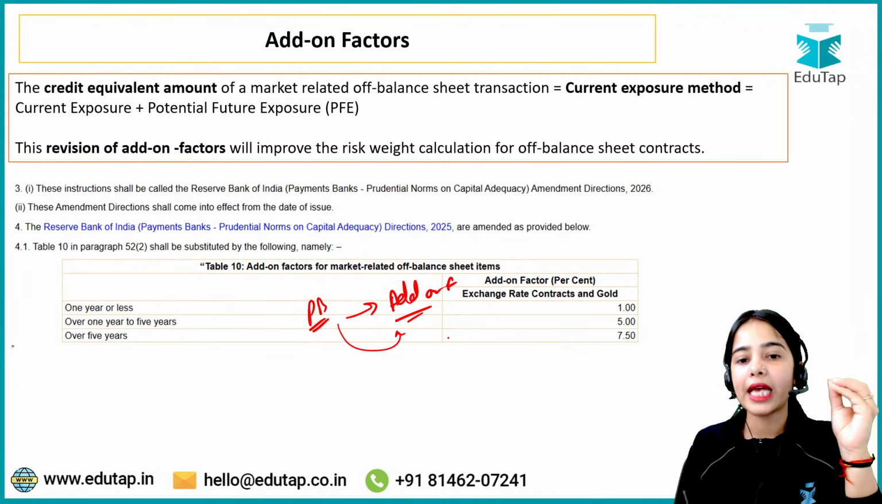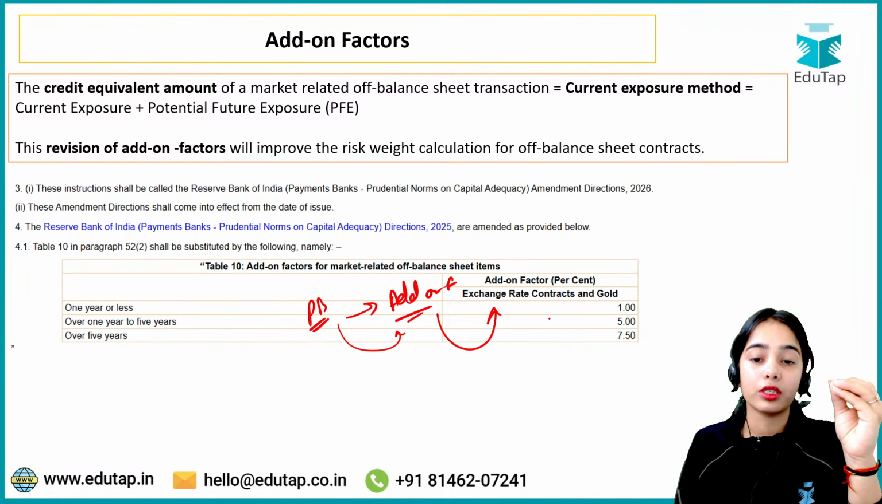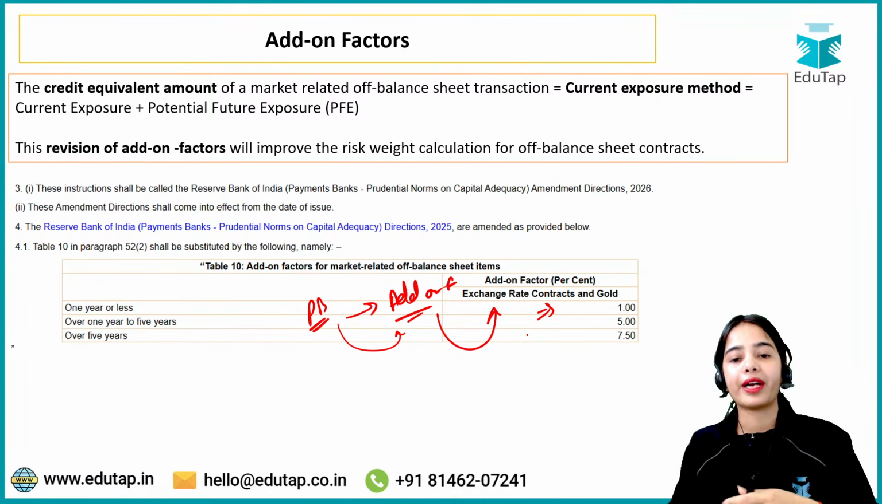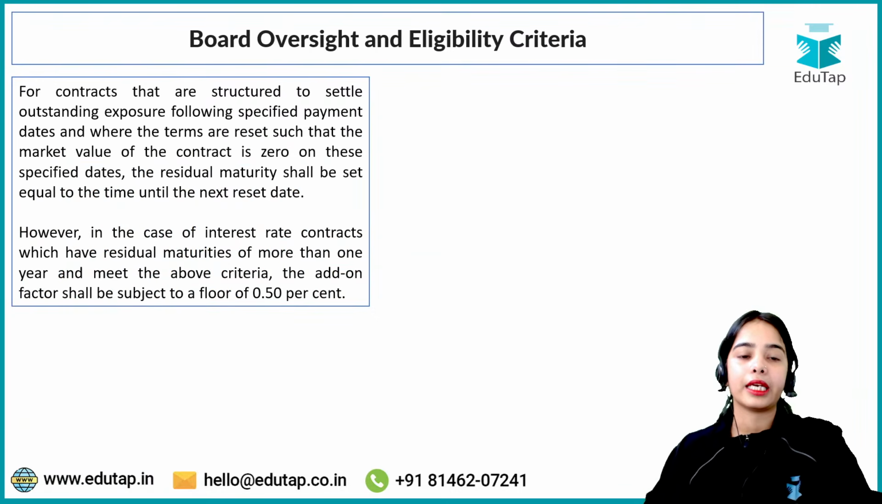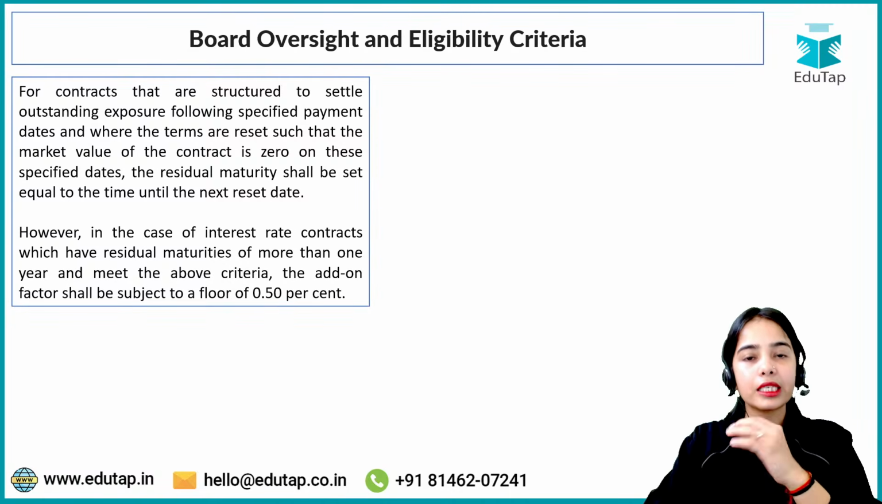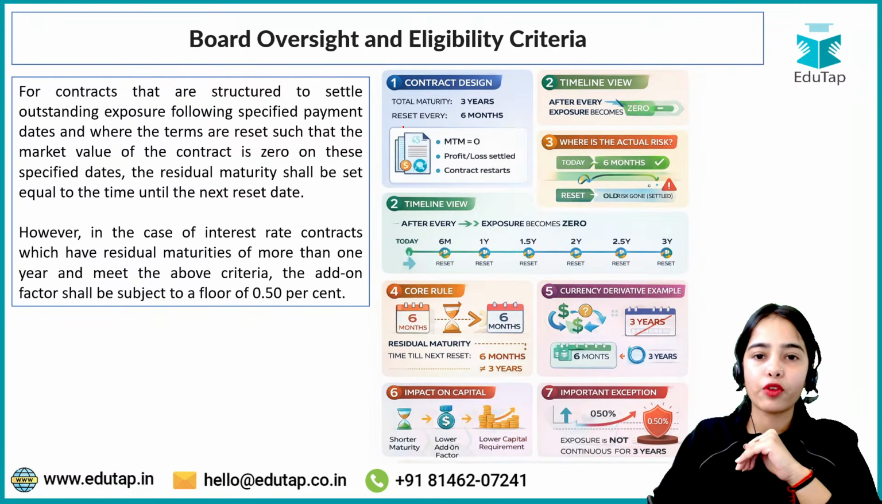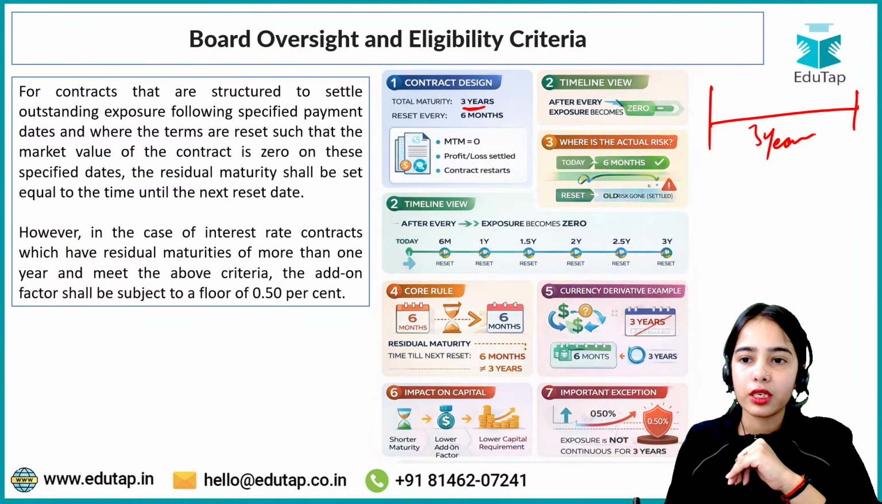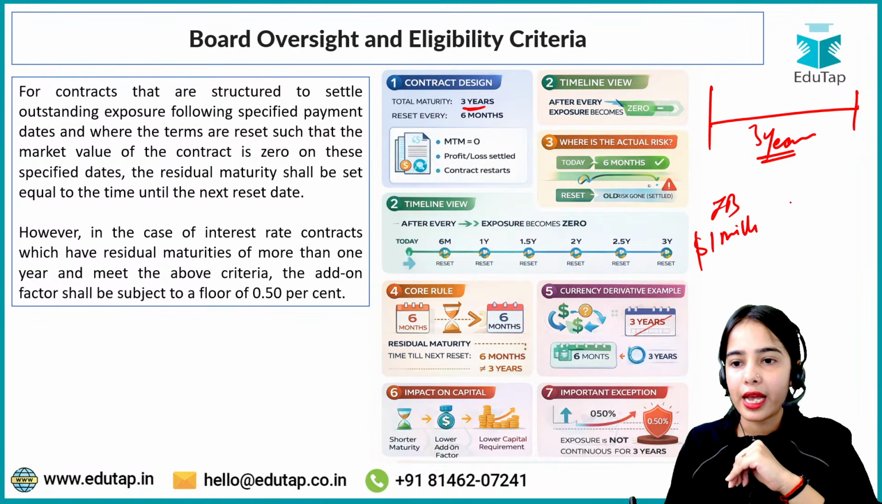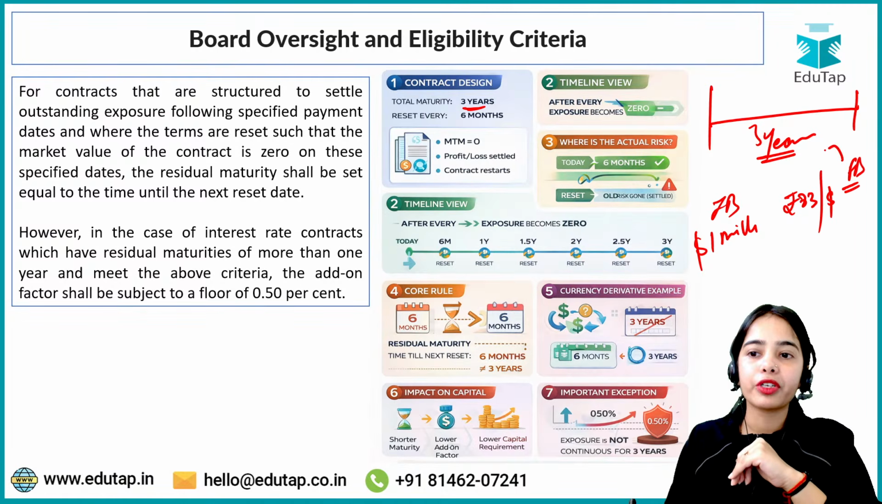So for payment bank, the add-on factor for the contract is provided for exchange rate contracts and gold only. Okay, so this is the idea. Now the next point is that certain contracts, let's say a contract is for a 3-year time period, where the Indian bank will get $1 million at the rate of rupees 83 per dollar from the foreign bank after 3 years.